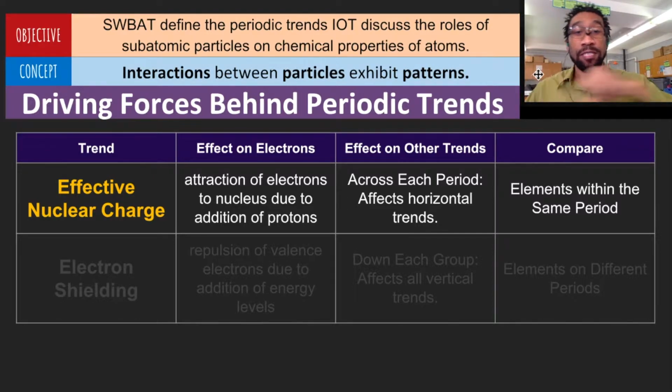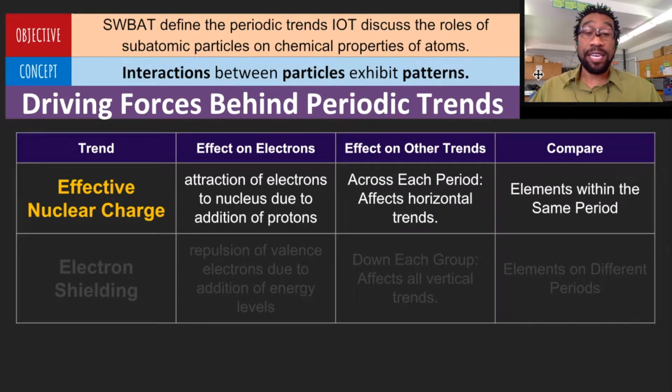And this primarily works as you describe trends that go across the period, so from left to right. We're always talking about horizontal trends. As long as you're comparing elements on the periodic table that are in the same period from left to right, then we're always going to be referring to the effective nuclear charge as the reason for that trend happening.